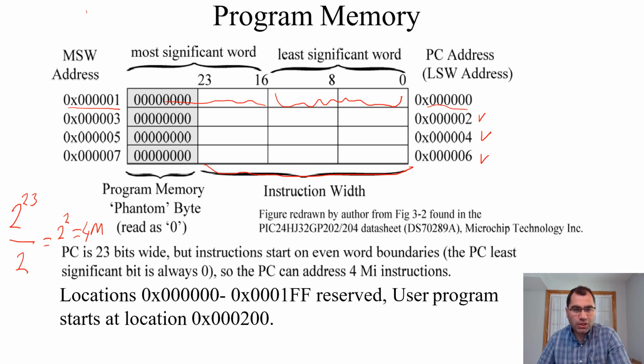For our microcontroller, locations from 000000 to 0001FF are reserved for some internal stuff, so we cannot touch those locations. The user program starts at location 000200.